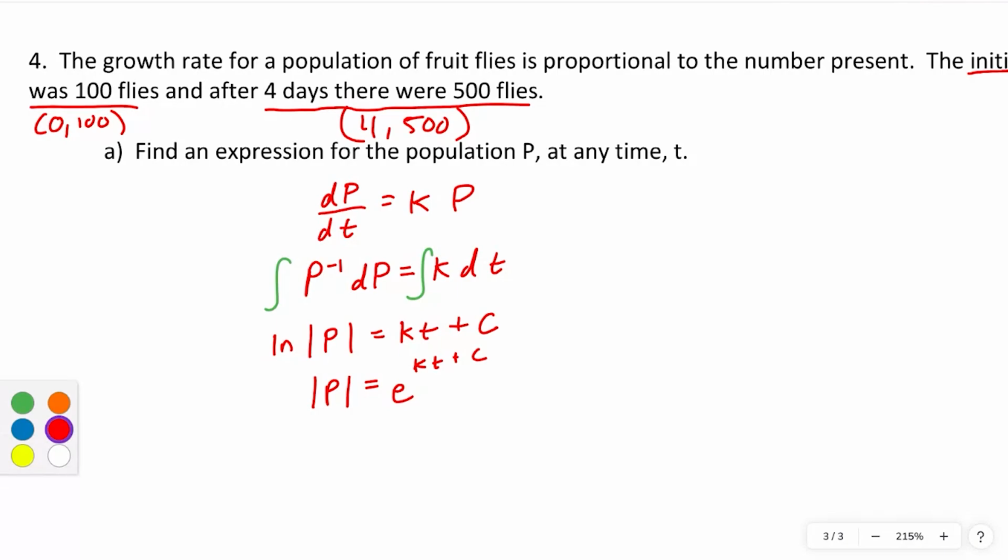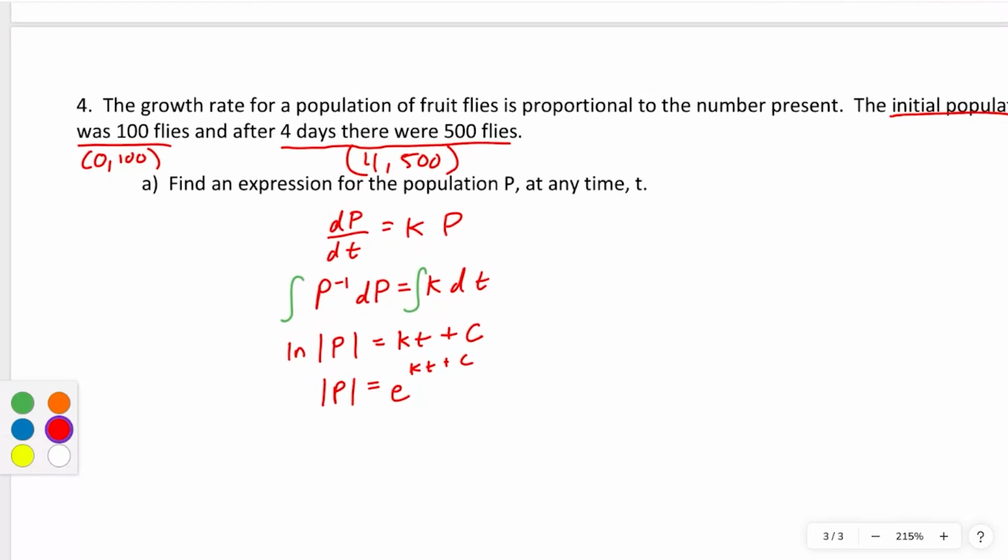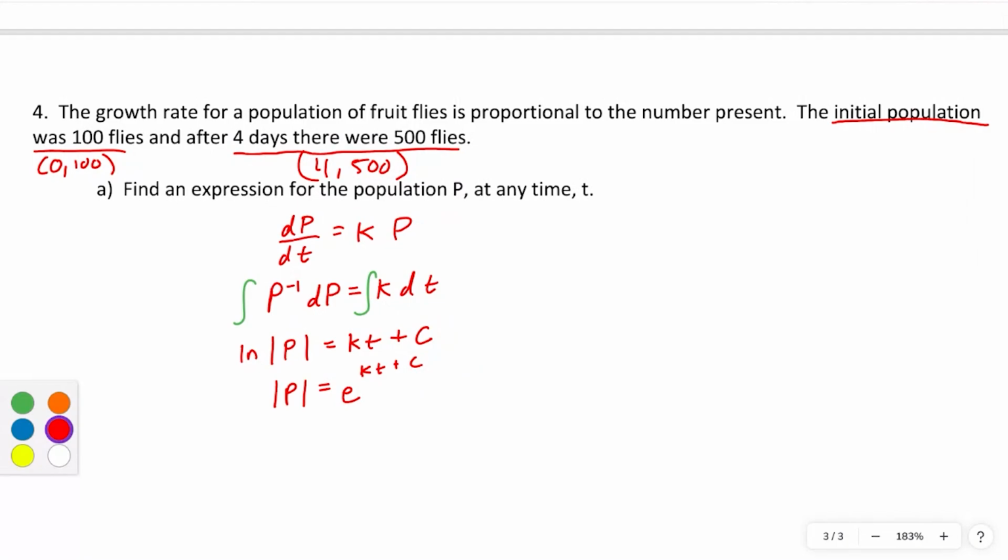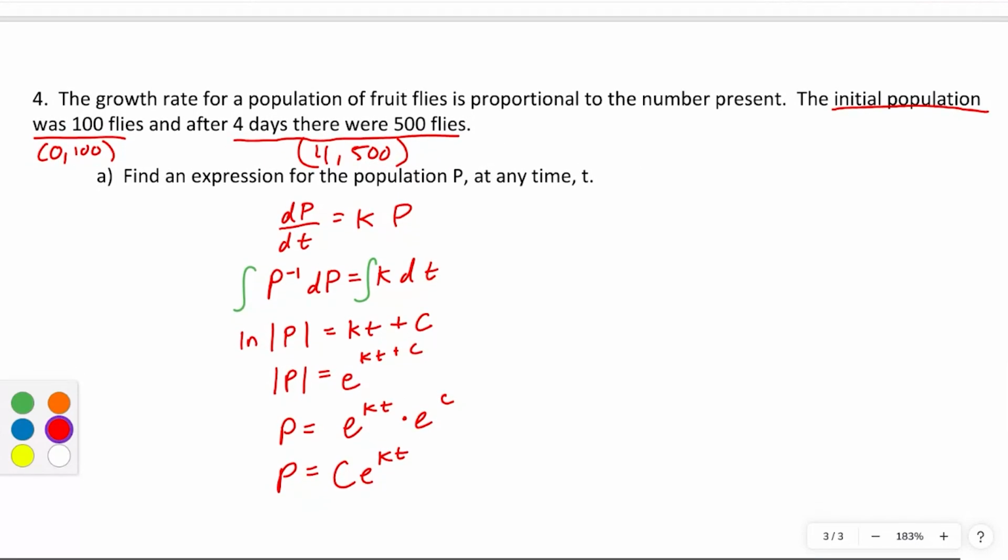We're going to do kind of the same thing we did on the investment problem. We're going to split off this e to the c and make that a new constant. Also, the population can't be negative, right? So this has got to be a positive number. So p equals e to the kt times e to the c, or this new c, times e to the kt. So it's just the old PERT formula again. They're all just exponential functions.